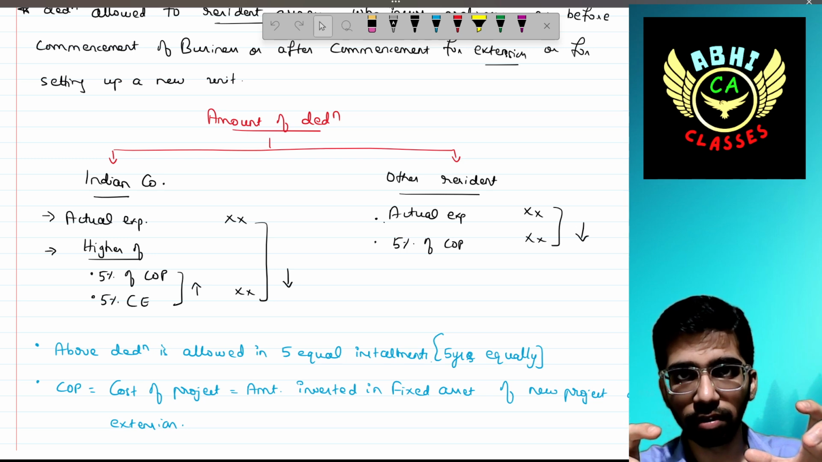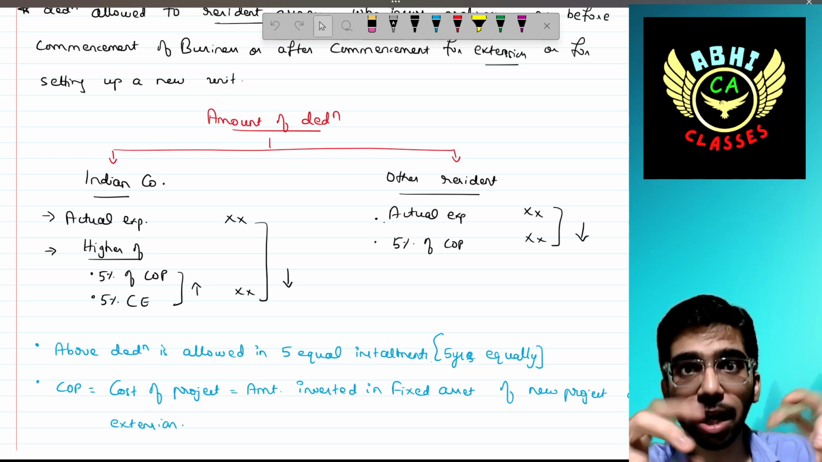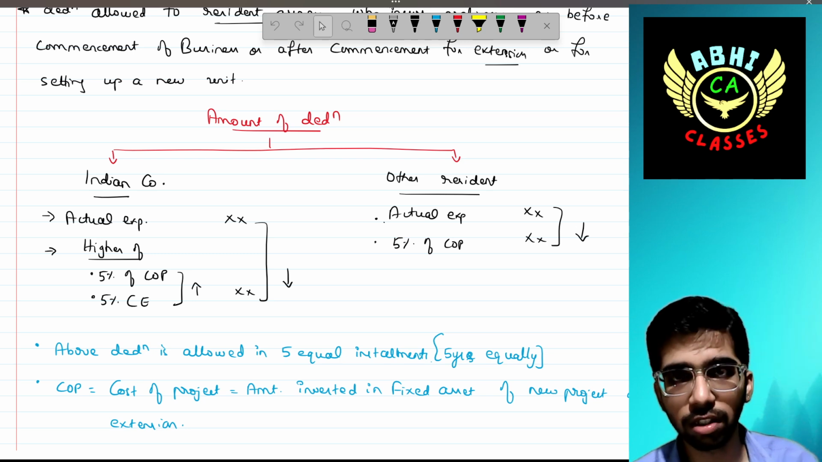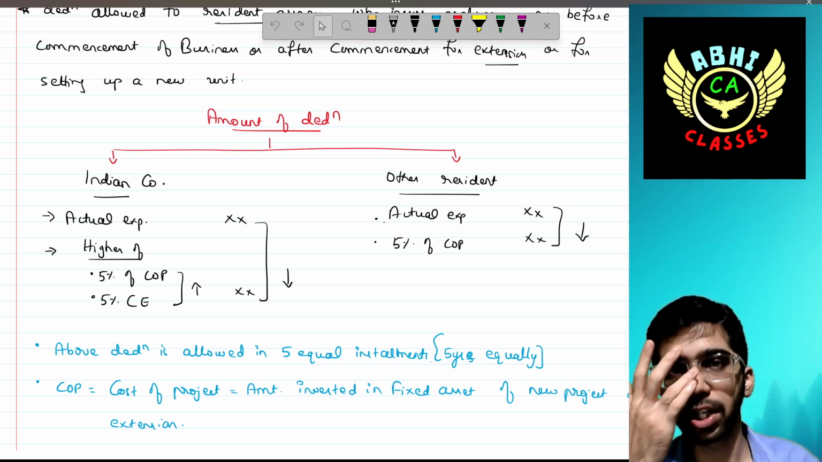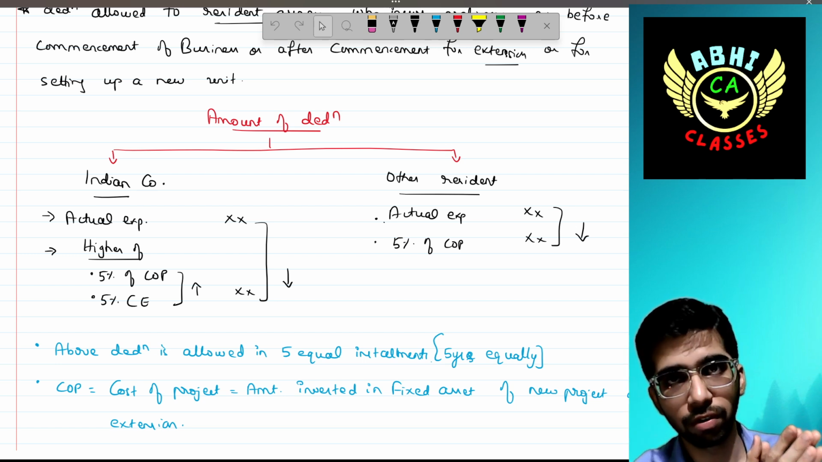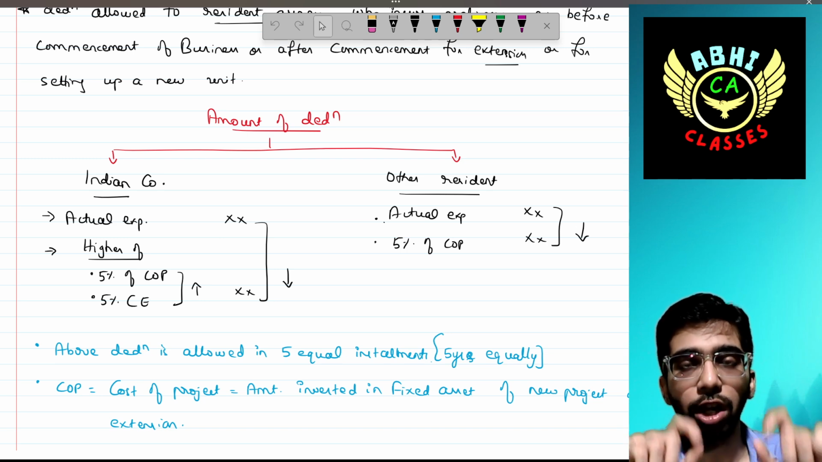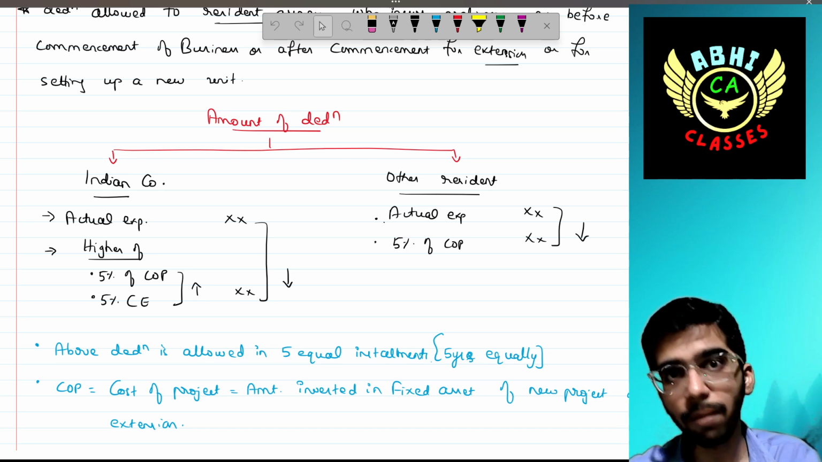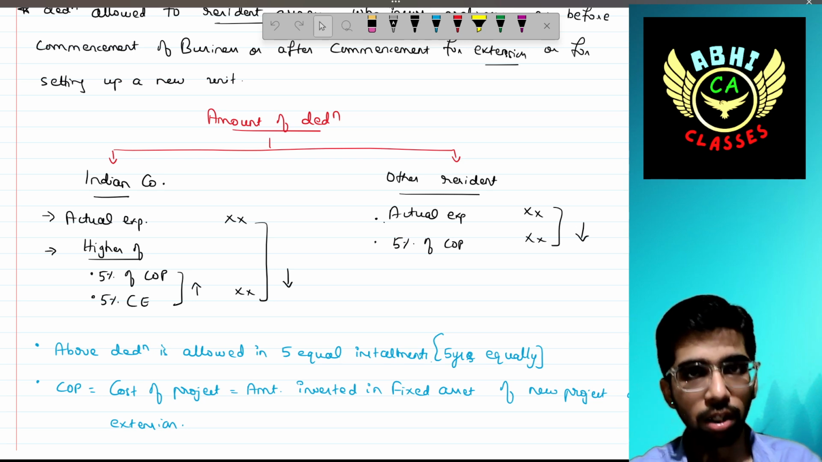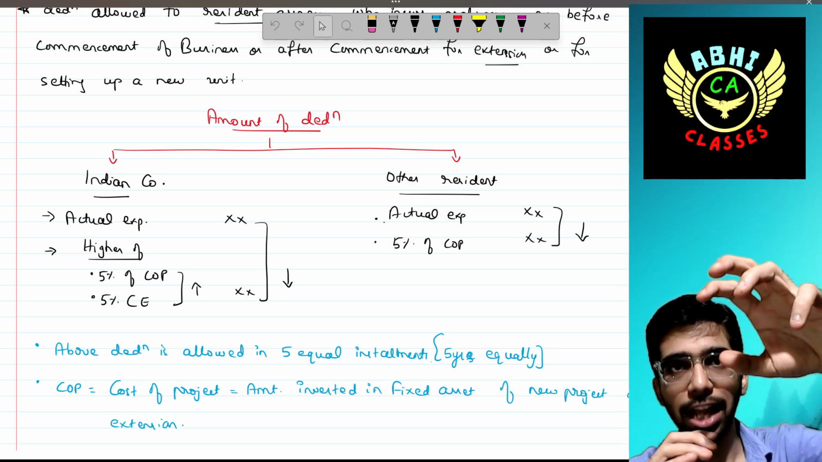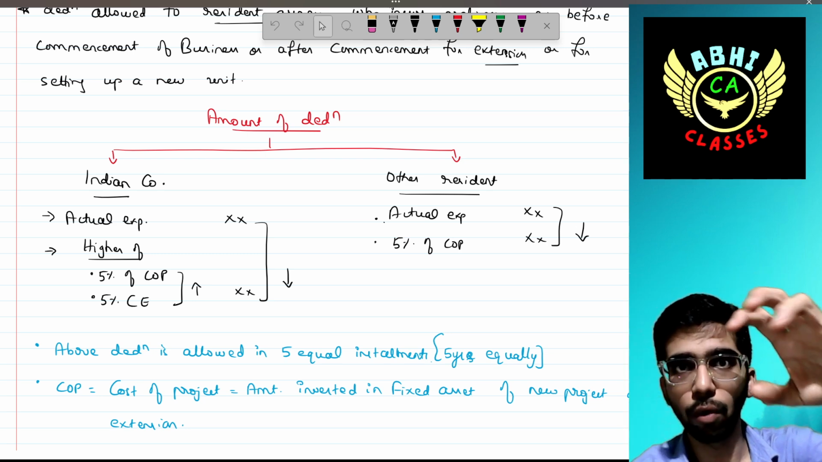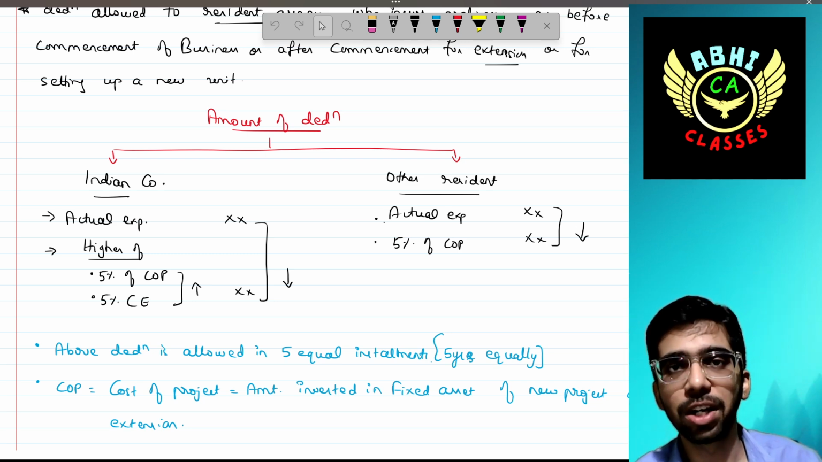Whichever is higher, that higher amount should be compared with actual expenses. Both should be compared, and whichever is lower will be treated as your amount of deduction. That is the allowable deduction. First, you have to see the higher of 5% of cost of project or 5% of the capital employed. The higher amount should be compared with actual expenditures. Among them, whichever is lower should be treated as an allowable deduction.